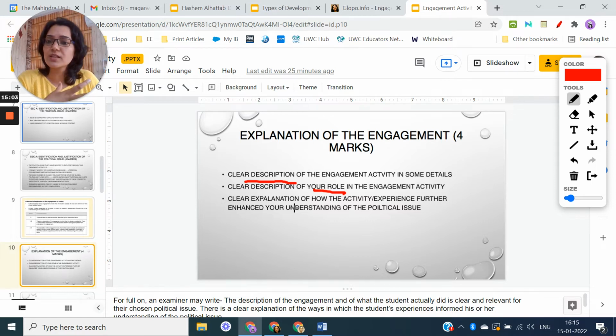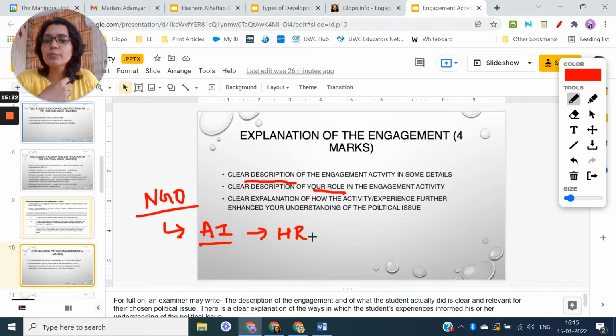A lot of students ask about MUN. Can the MUN be considered as engagement activity? No, MUN also can't be considered as engagement activity. Another important part: try not to take your interview from the same organization. What do I mean? In case you are planning to work with an NGO, suppose you thought that Amnesty International is accessible to you and you want to work on human rights on a particular political issue for this one.